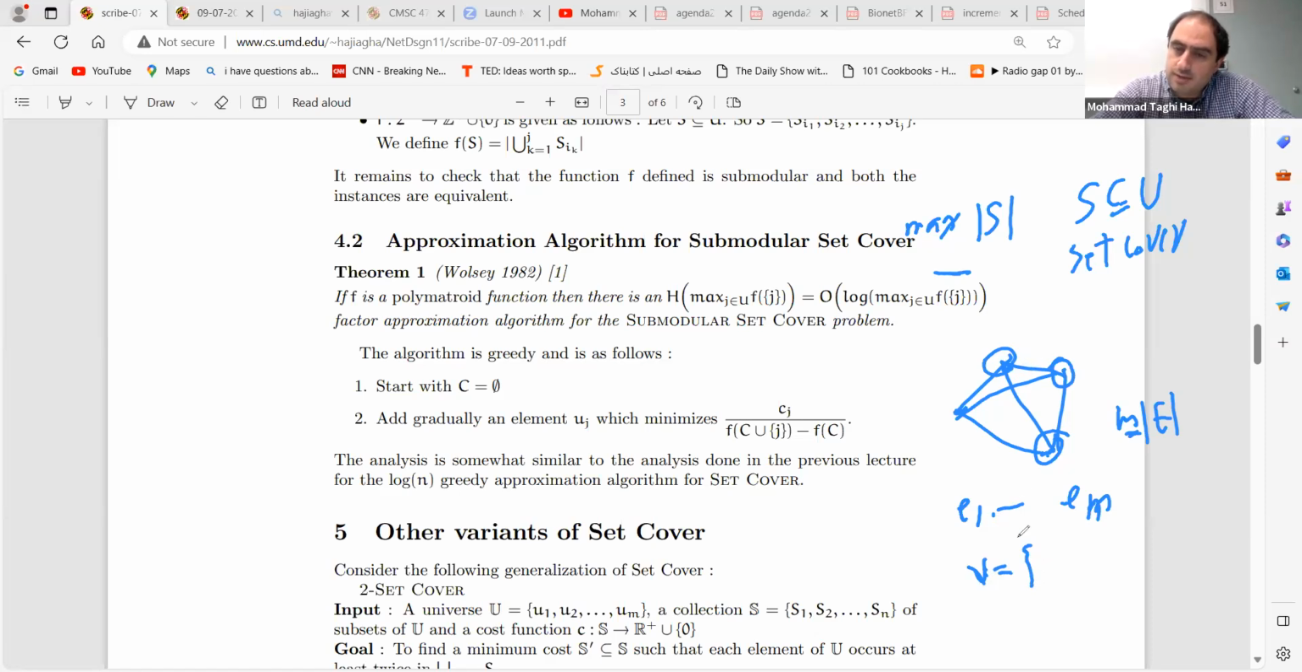For each vertex V, we have the set of edges that it covers, E1 to Ek, depending on the degree. Then you want to find the minimum number of vertices such that you cover all the edges. The catch is that each element E will come in at most two sets, so the frequency of each element would be 2, because each edge appears in two sets corresponding to vertices.